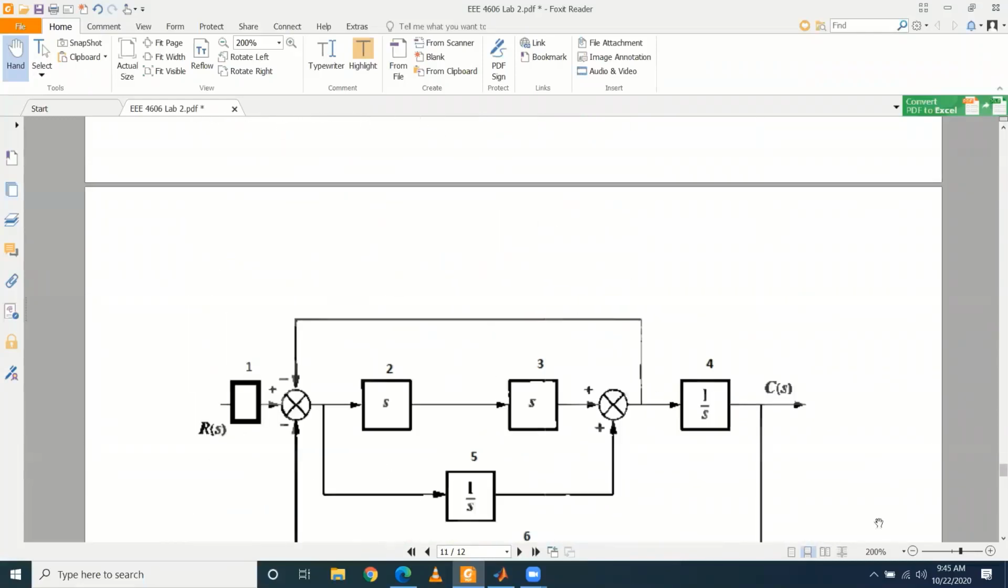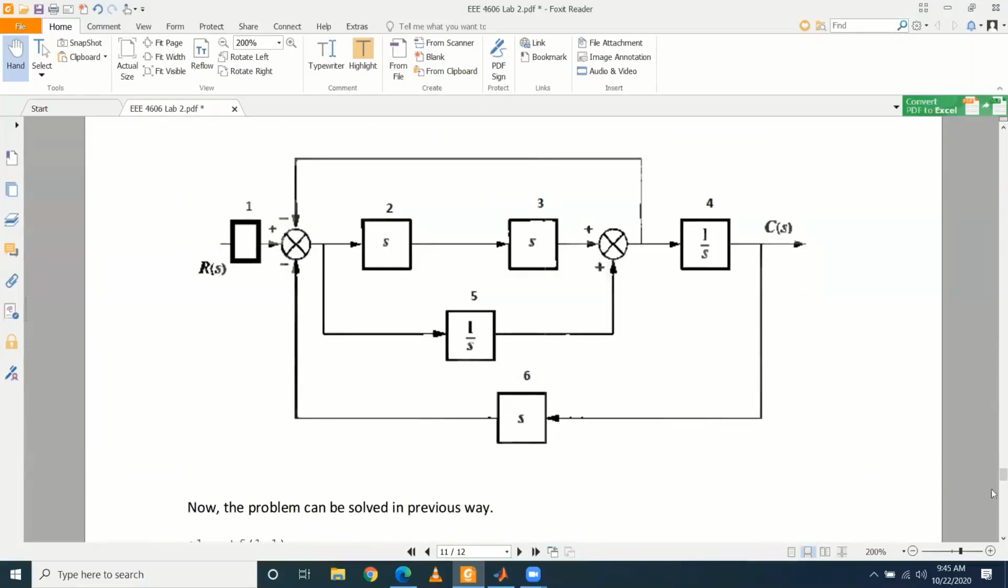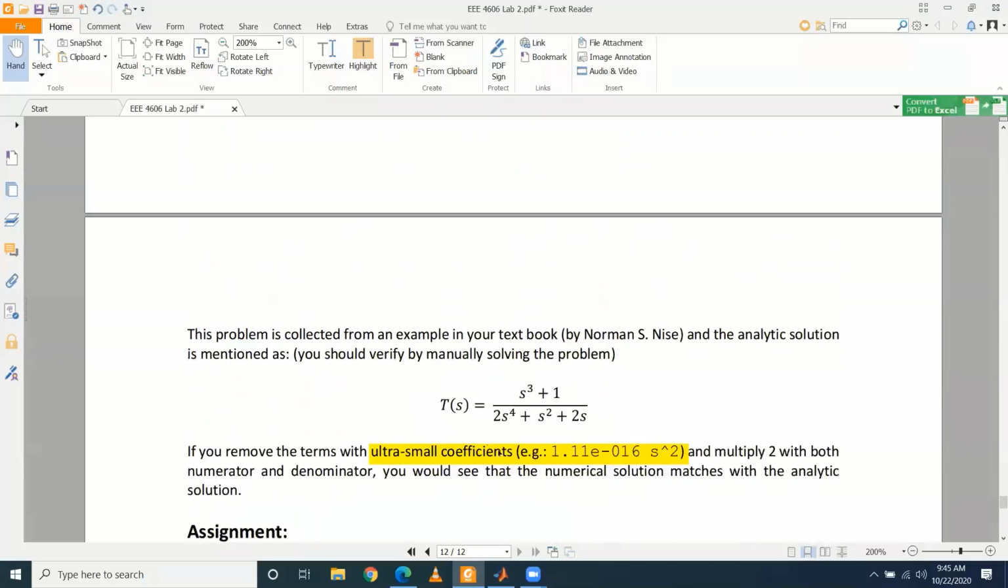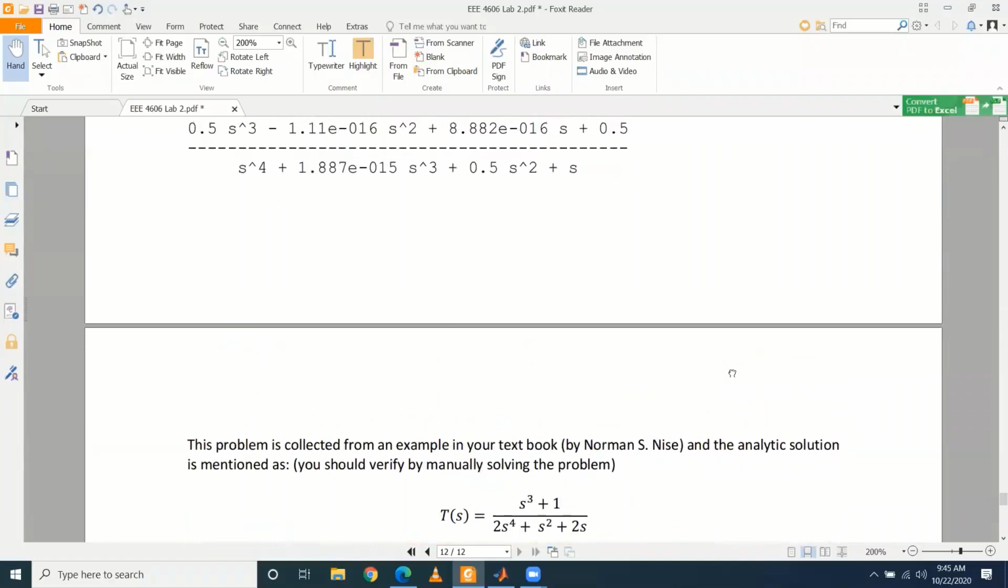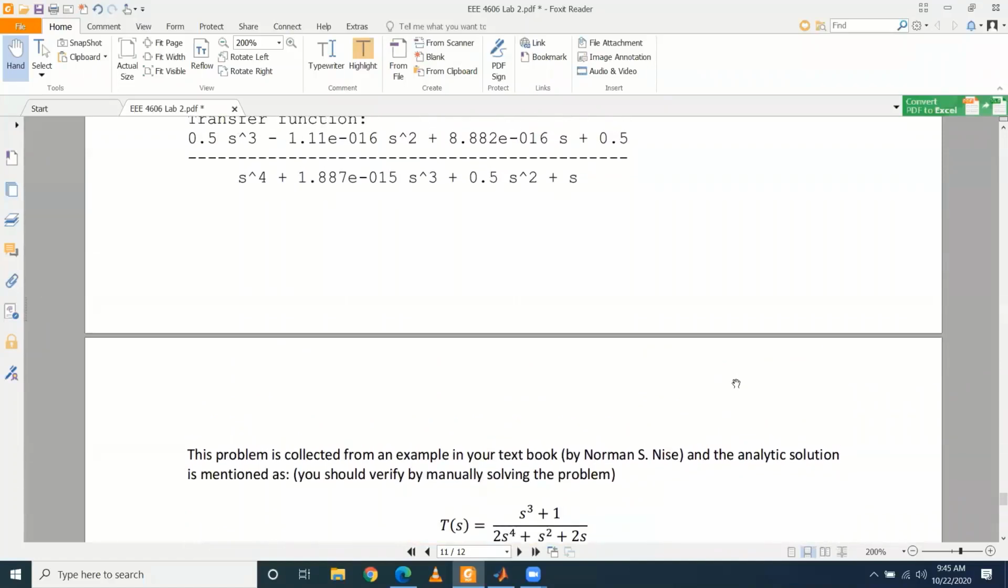If you solve this system by hand, which is pretty easy to do, this is the transfer function that you'll get. If you take a look at the analytically calculated transfer function and the MATLAB simulated transfer function, logically speaking, they should be the same, right? But are they the same? No, sir. Can anyone tell me what is the key difference between the MATLAB one and the handwritten one?